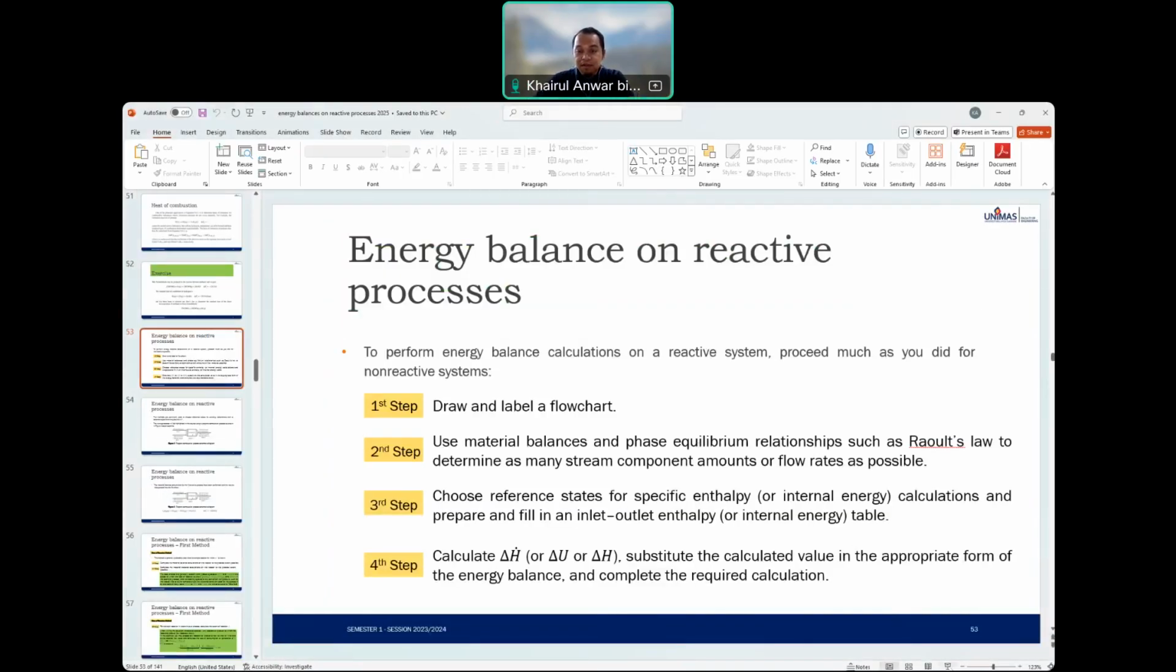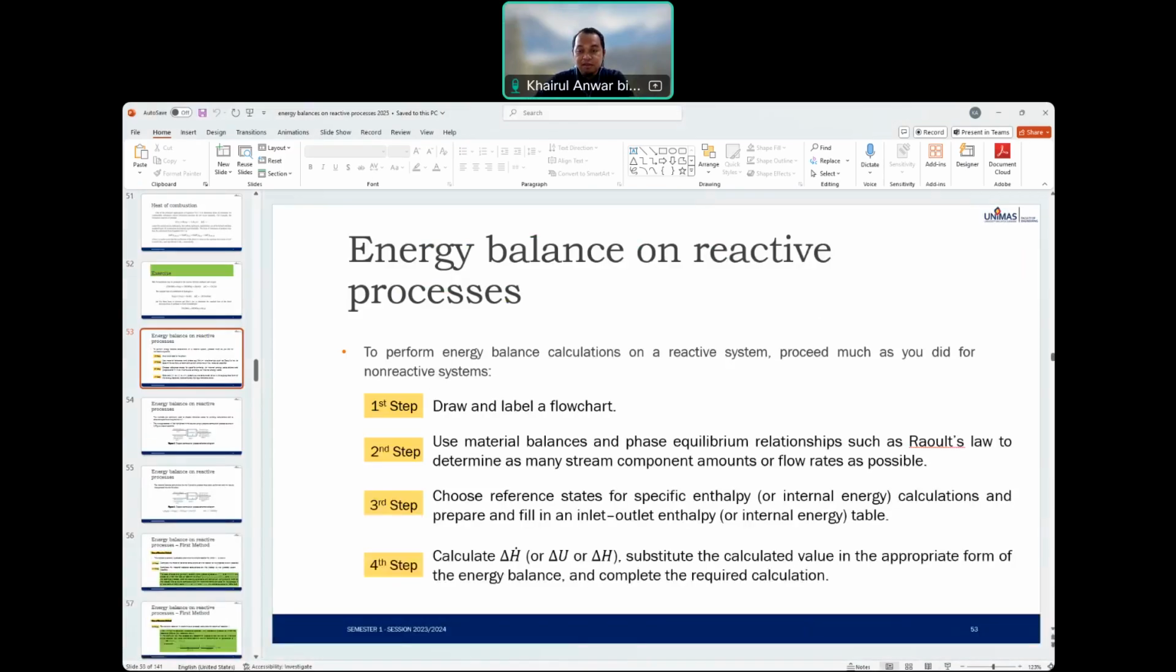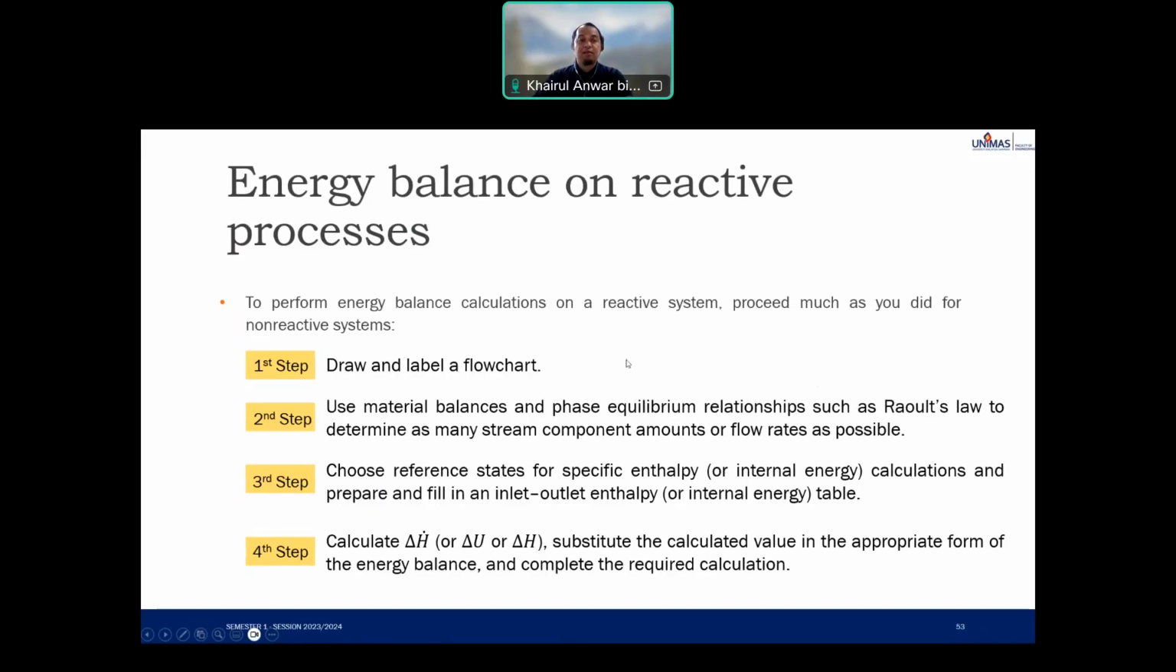Energy balance, that one is energy balance for non-reactive. This is energy balance for reactive. So to perform energy balance on a reactive system, proceed as you did for non-reactive. The idea and the way you do it are similar, just that there is a reaction involved.